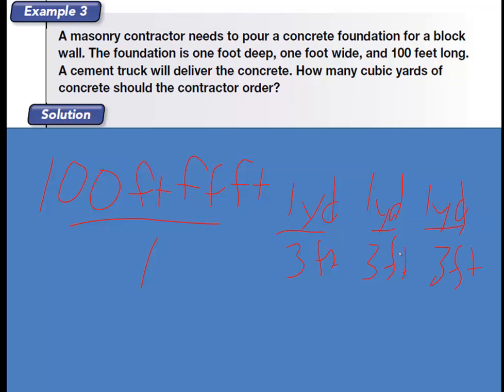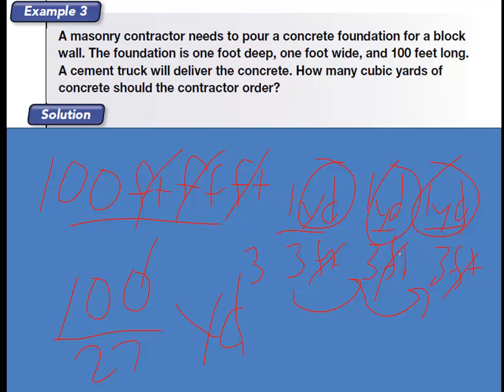And I apologize for my writing. Now you're going to cancel out your feet, cancel out your feet, cancel out your feet. Now you're left with 100 over 27. 3 times 3 times 3 is 27. And then you got 3 yards. So your answer is going to be yards cubed because you got 3 of them. You had to use 3 in order to eliminate it.